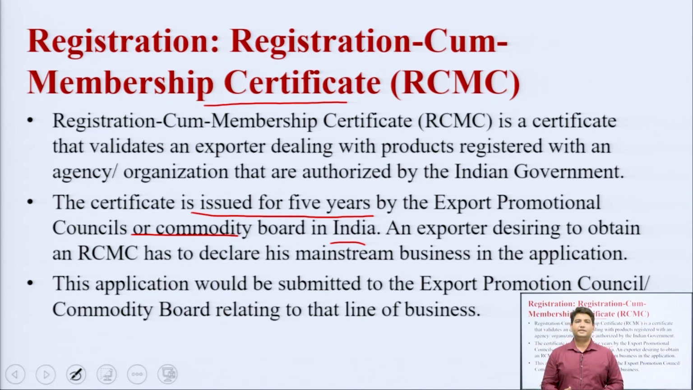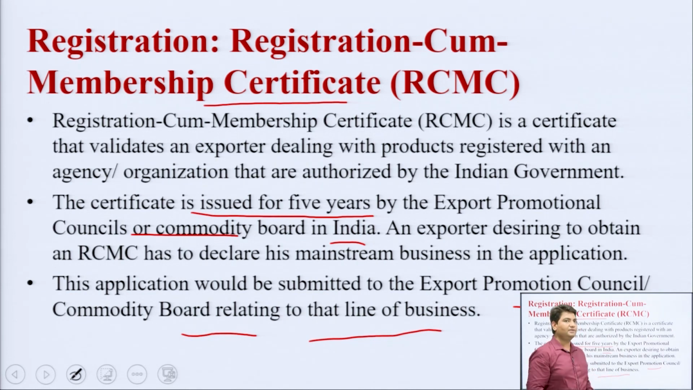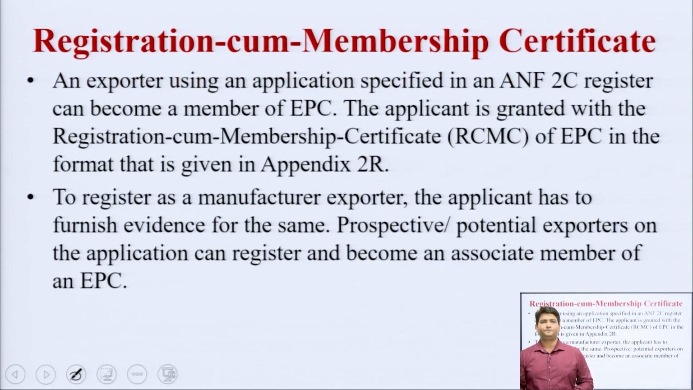An exporter desiring to obtain an RCMC has to declare his mainstream business in the application. कोई भी एक्सपोर्टर अगर RCMC को चाहता है तो उसको ये डिक्लेयर करना बहुत ज़रूरी है कि वो अपना जो भी मेन स्ट्रीम बिजनेस है उसको एप्लीकेशन में अच्छे से डिफाइन करना ज़रूरी होता है. This application would be submitted to the Export Promotion Council or Commodity Board relating to that line of business. ये एप्लीकेशन सबमिट किया जाएगा एक्सपोर्ट प्रमोशन काउंसिल को या फिर कमोडिटी बोर्ड को, इसके अंदर जो भी वो लाइन ऑफ बिजनेस में है उसको स्टेट करते हुए.